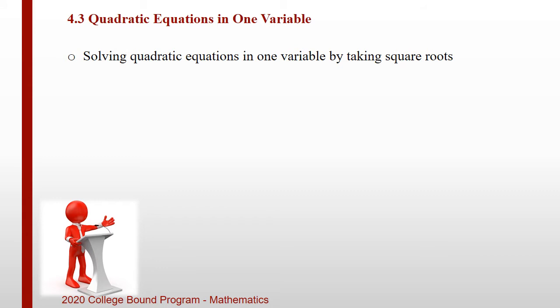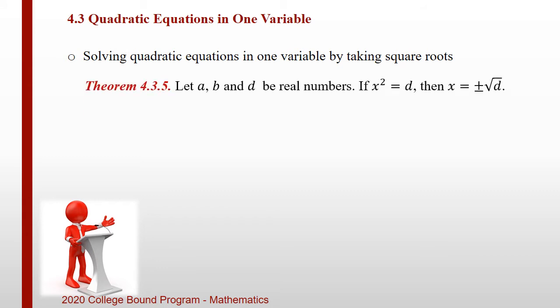For solving quadratic equations by taking square roots, the following theorem is helpful. The theorem states that if x squared is equal to d, then x equals plus or minus the square root of d. Moreover, if the given equation is of the form (ax plus b) squared equals d, then ax plus b equals plus or minus the square root of d. We can then solve the equation by finding the value of x.